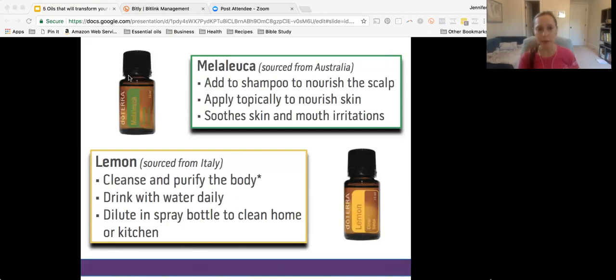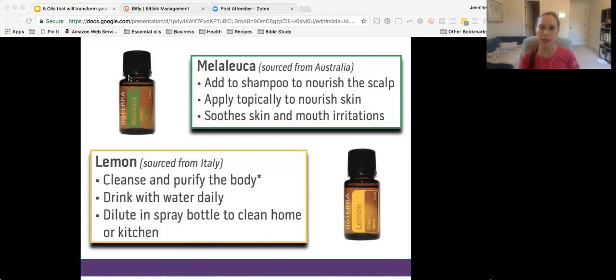But what I love about melaleuca is its ability to support skin and scalp health. So melaleuca has a lot of antimicrobial properties, antifungal, antibacterial, but it's super, super gentle on the skin. So it's wonderful to use on blemishes, on dandruff, on any sort of skin irritation or scalp irritation. And I know a lot of moms will also use it for lice, when their kids come home with lice. Melaleuca is going to really help clear that up.